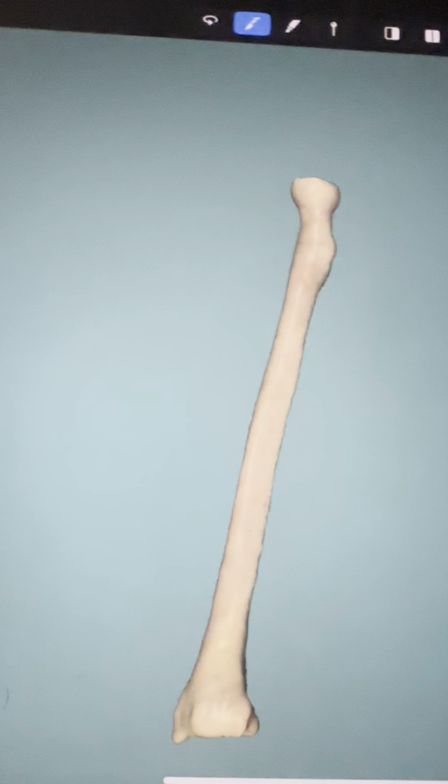Your radial tuberosity is your bony bump at the back of the neck where the biceps brachii will attach. The shaft is the long central part of the bone, all around here. The styloid process will be at the end of the thumb side of the wrist, and then your radial side of the wrist, and the ulnar notch will be at the medial side of the wrist. So here.